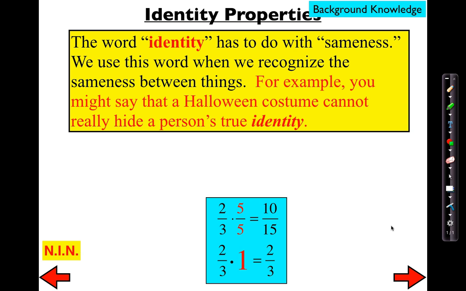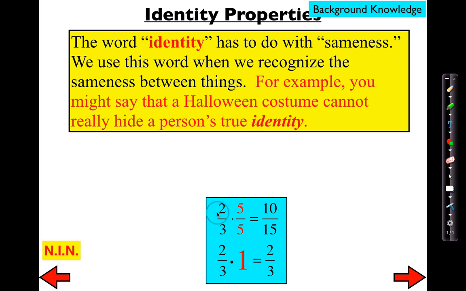Okay, so the identity property basically is when you are doing something to it that doesn't change it at all. So for example, multiplying a number by 1 doesn't change it, or adding the number 0 doesn't change the value. Okay, so the word identity has to do with sameness. We use this word whenever we recognize the sameness about things. For example, you might say that a Halloween costume cannot really hide a person's true identity.